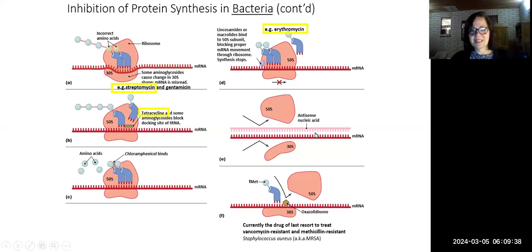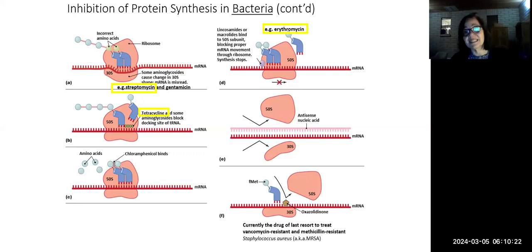Okay, next one. This is antisense nucleic acids. If you know what the code is in the messenger RNA, and we know what a lot of the proteins are that these bacteria are trying to make, then if you synthesize the complementary strand of RNA, you get something that's going to bind to the messenger RNA and essentially make it impossible for the small ribosomal subunit or the large ribosomal subunit to bind there. And again, translation can't happen if you can't get the ribosomes and the messenger RNA together.